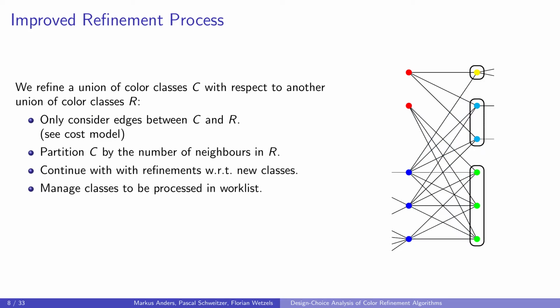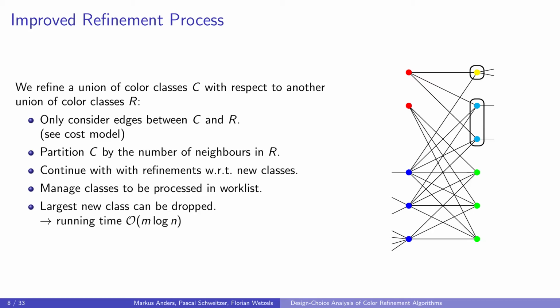In the next steps, we then need to do the refinements with respect to these new classes. Therefore, we put them into a work list of classes that we need to handle. It is important to note that one of the new classes can be dropped. This step is important to achieve the running time of m log n by dropping always the largest class.